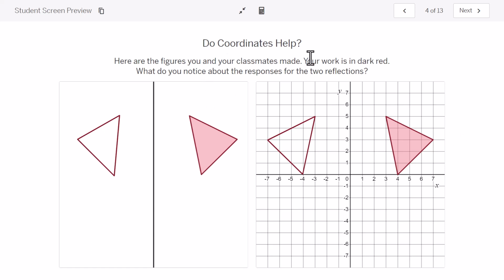So did the coordinates help? Heck yeah, they did. Now, I'm going to be honest, I was pretty proud of how well my image turned out when I didn't have coordinates. But if you were to do this on your own, the first time I did it, it was pretty wonky. I noticed that when I had coordinates, I was able to make a much more precise image from this pre-image. So coordinates are really helpful in transformations.